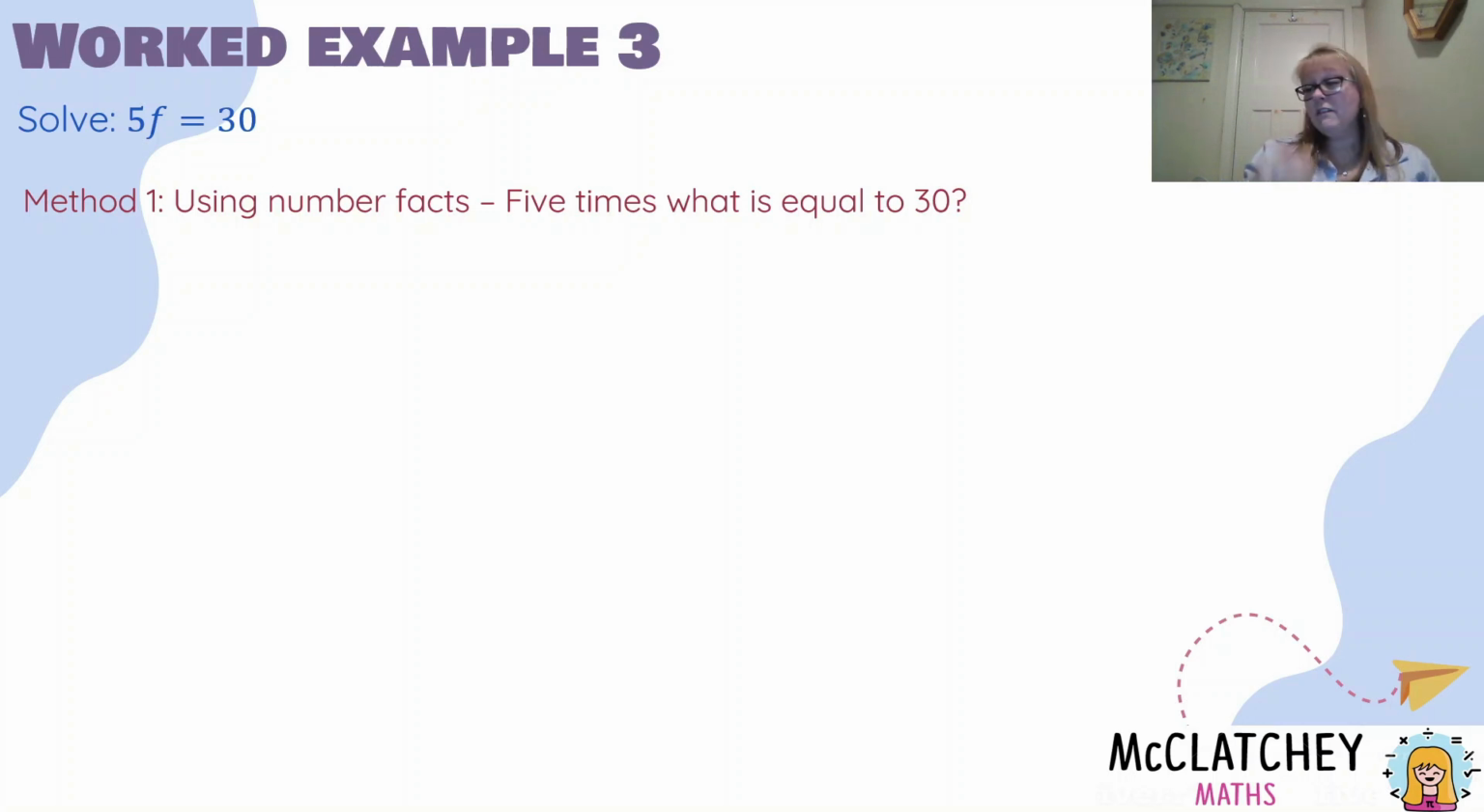And you might count on 5, 10, 15, 20, 25, 30 and work out that f equals 6. So that might be one quick method of doing it. Have a look at your question. How many marks is it worth? It might be a very quick one for you to quickly solve without showing working. But if your teacher is expecting working, then you need to show working.